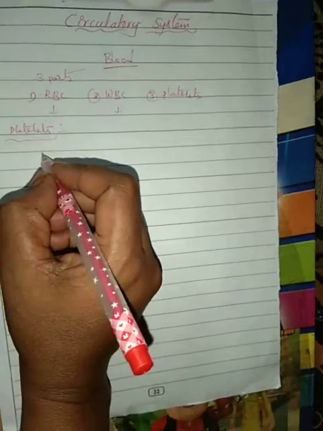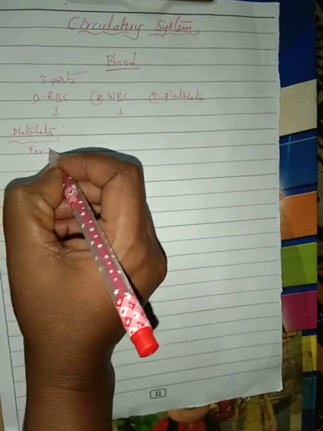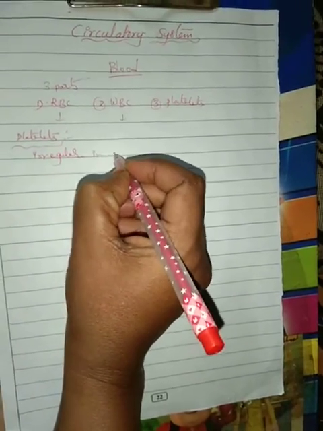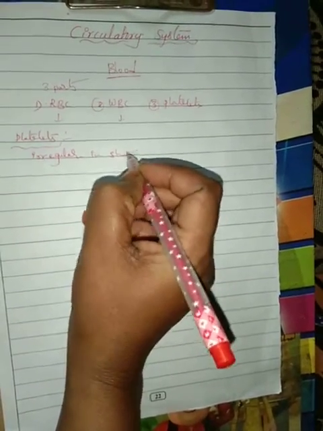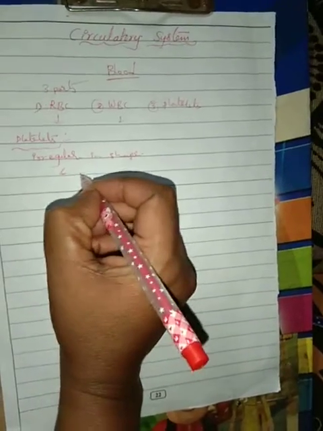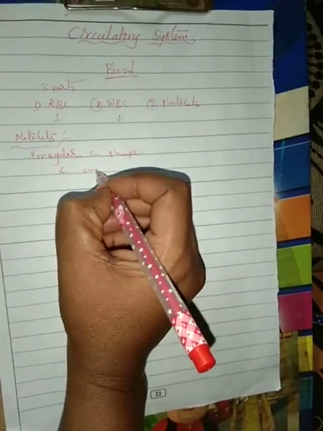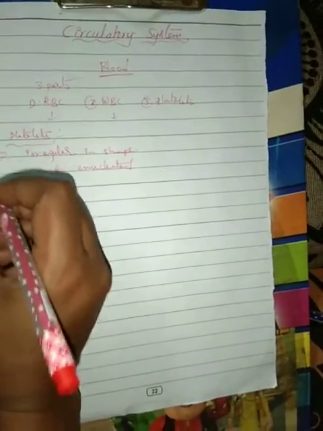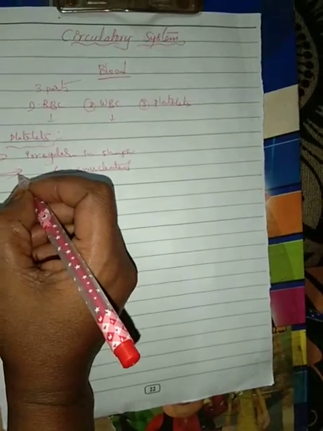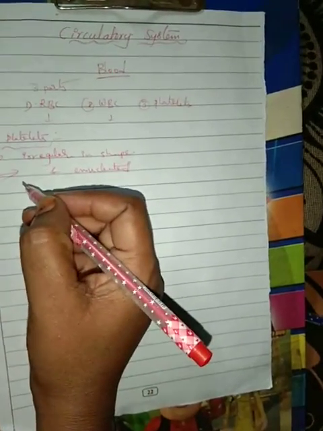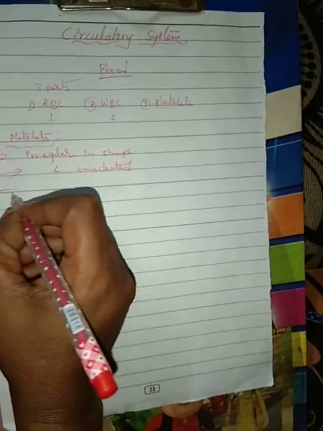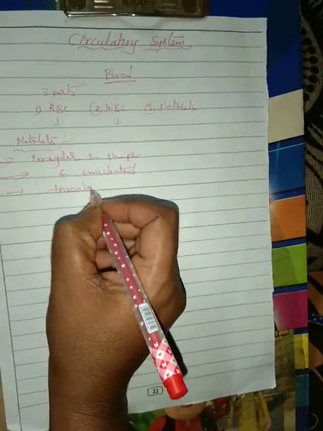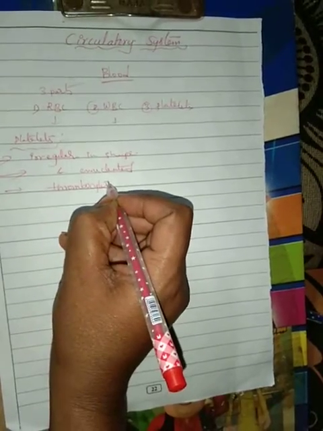Platelets are irregular in shape and non-nucleated. They are also called thrombocytes.